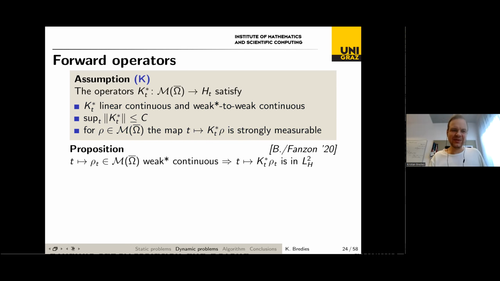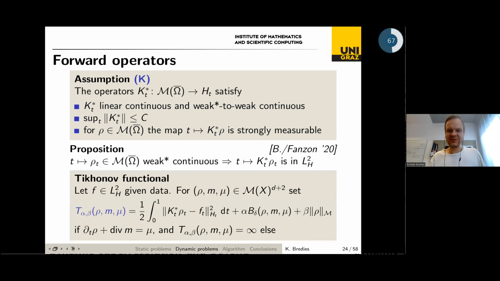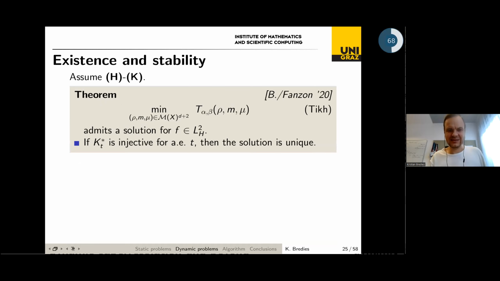Okay, and then you know that if you have such a curve, which is weak star continuous or narrow continuous, then the outcome is actually mapping into L2H, and you can well define these Tikhonov functionals. So you have some data here, and you have the elements in the space that will minimize over. You integrate the data discrepancy, and you add these energies here, also the constraints, and this is then well defined, and it has all the necessary properties to show that you have a solution by the direct method. So this is all fitting together, and of course, under some circumstances, you can also show uniqueness.